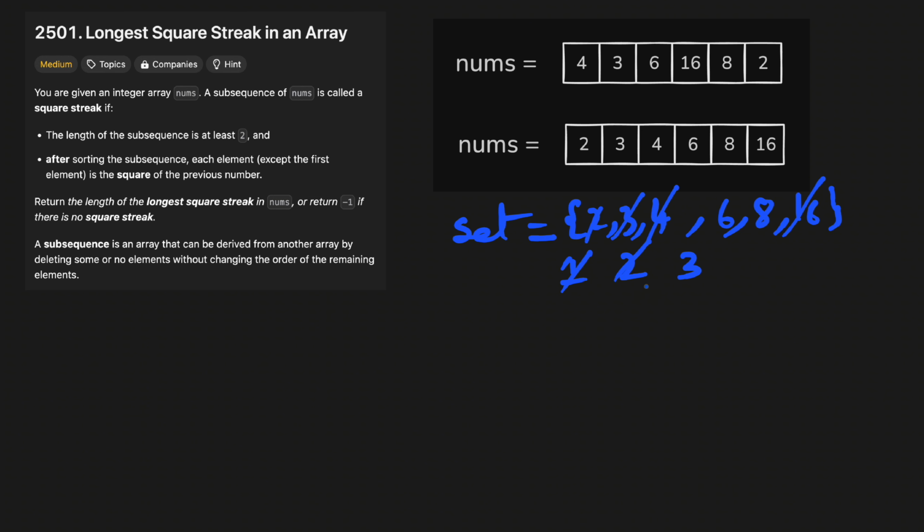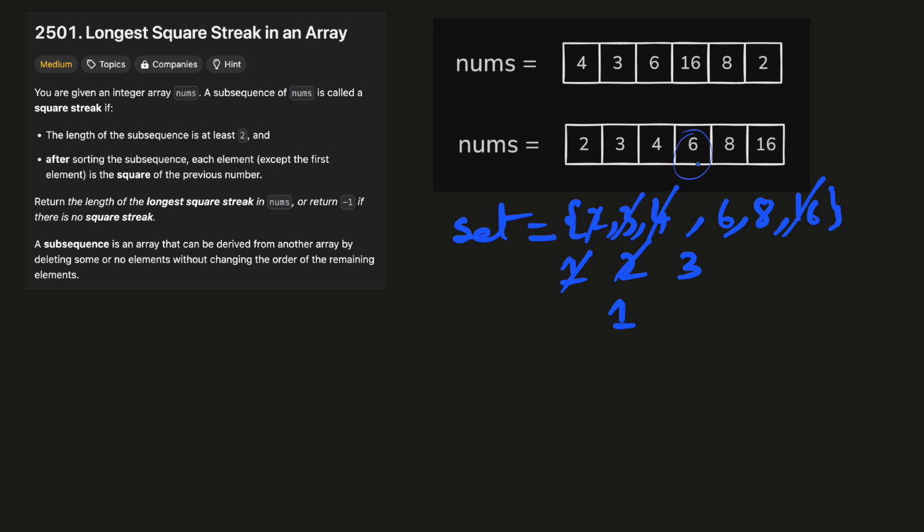So we will remove it and mark the length of the current streak as 1. Then we see if 3 squared exists in the set and the answer is no. So the sequence ends here. Then we go to number 4 and we see that it does not exist in the set because we already used it in another sequence.